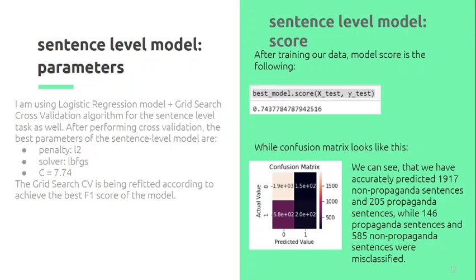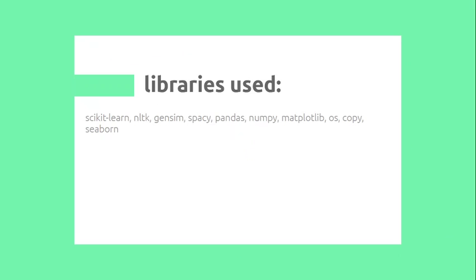It means that we accurately predicted 1,917 non-propaganda sentences and 205 propaganda sentences, while 146 propaganda sentences and 585 non-propaganda sentences were misclassified. The libraries I used were scikit-learn, NLTK, GenSim, spaCy, Pandas, NumPy, Matplotlib, OS, Copy, and Seaborn.